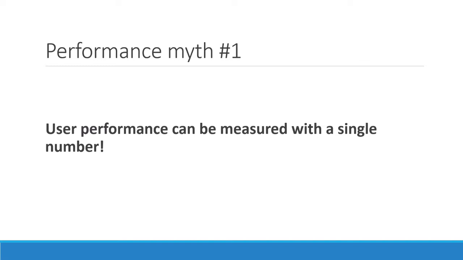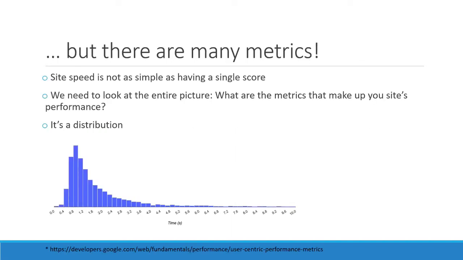In reality, the performance of a website is not a single number. You can't say, for example, that your website's performance is 70%, or even that a page loads in 5 seconds, because you have to see the bigger picture. There are many more metrics around that measure performance. Site speed is not as simple as having a single score, and we need to look at the entire user experience. There are many metrics that affect the site's performance.